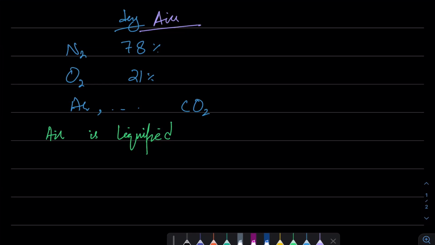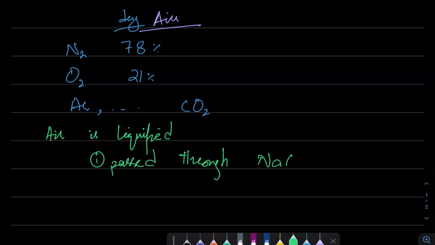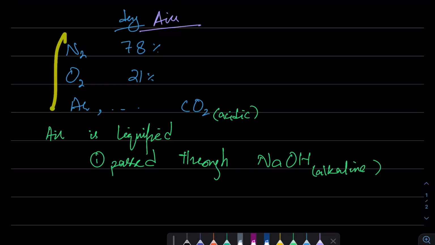So how do we avoid it? We pass it through sodium hydroxide. Okay? So pass through sodium hydroxide. अब उससे क्या होगा कि sodium hydroxide being alkaline and carbon dioxide being acidic, they both react together. And so carbon dioxide, we say, is absorbed by sodium hydroxide. And now you're left with things that are neutral. और उनको हम separate कर लेते हैं from the mixture.